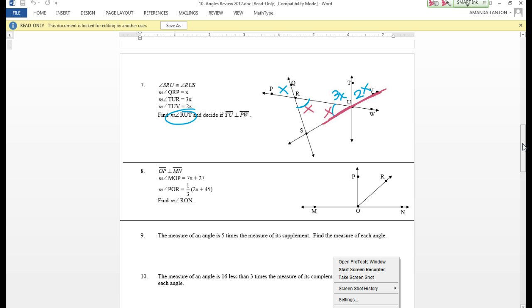Do you see what's happening right here? What do all 3 of these add up to? 180. How many are there? 3 plus 2 plus 1. 6x equals 180. Oh, this got really easy, really quickly. X is 30. And now it's asking for the measure of RUT. RUT is 3x. So what's RUT? 90. And then it asks if they're perpendicular. Well, yeah, if it's 90 degrees, then they are perpendicular. So that's a yes. And the answer was 90.